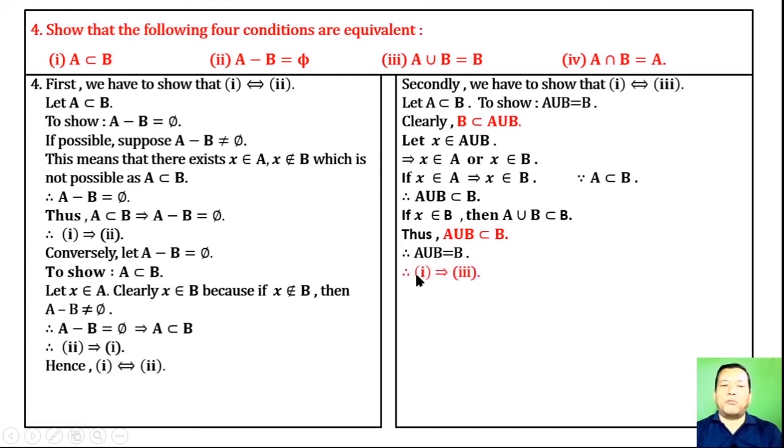This shows that Roman number 1 implies Roman number 3. Conversely, let A union B is B.